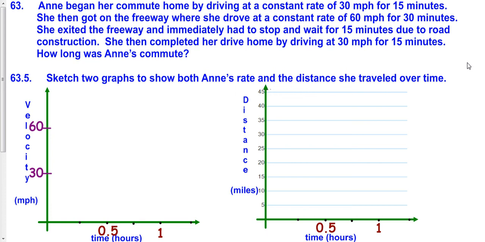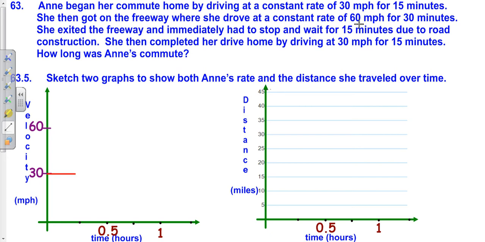So we have this person driving home from her commute from work. So we know that she drives 30 miles an hour for the first 15 minutes. So on the horizontal axis, we are in 15-minute increments, or a quarter of an hour, because we're measured in hours here. So we're going to be going 30 miles an hour for the first 15 minutes.